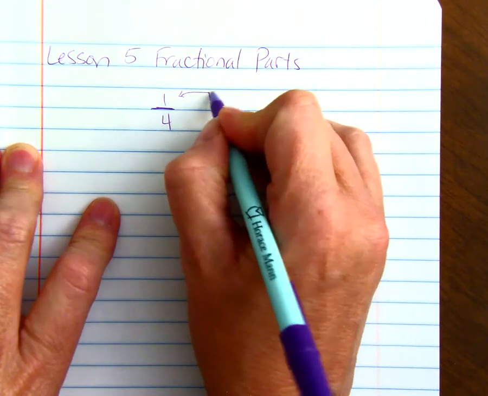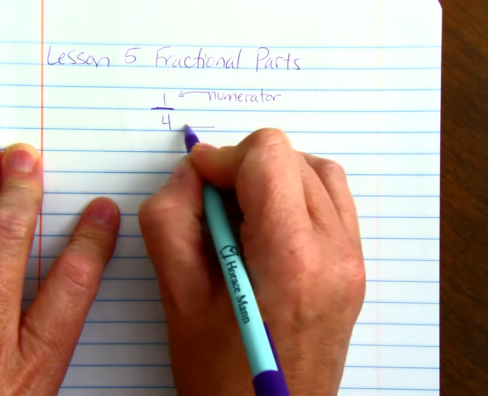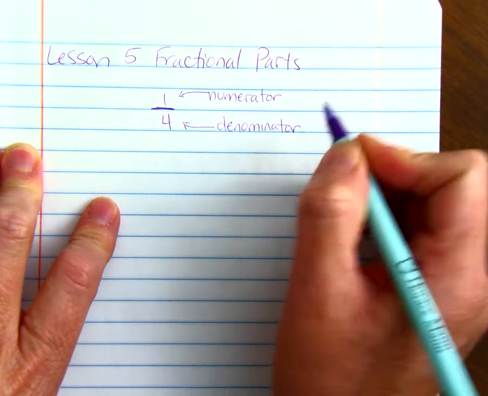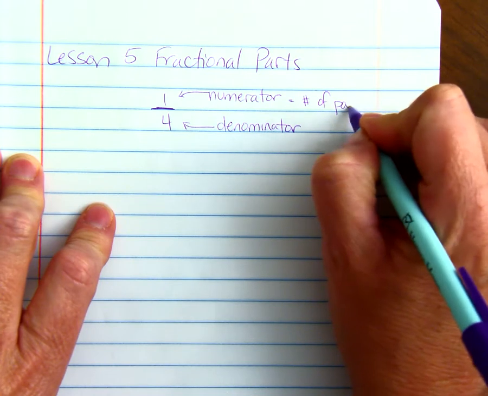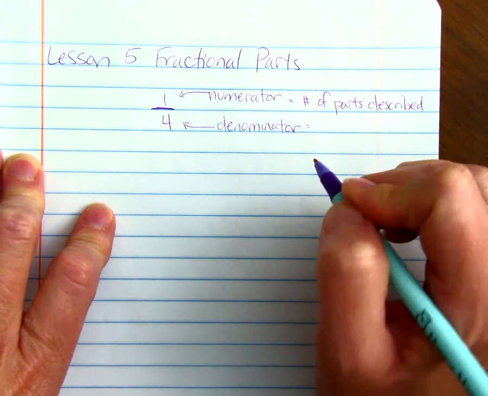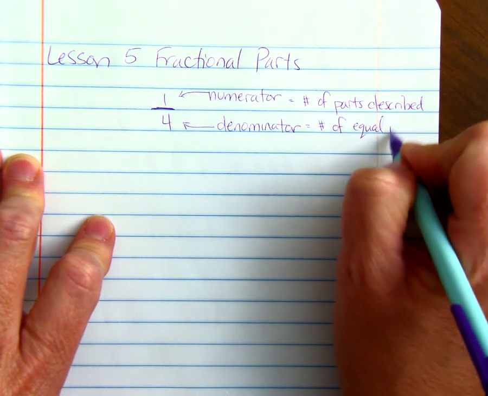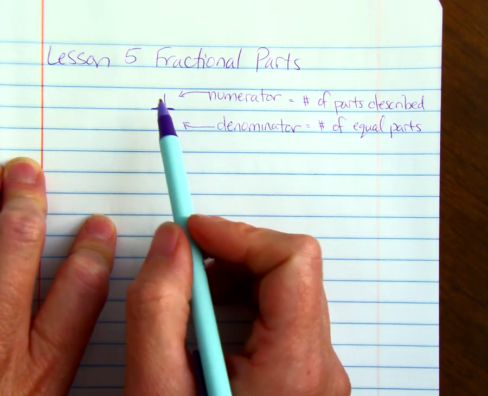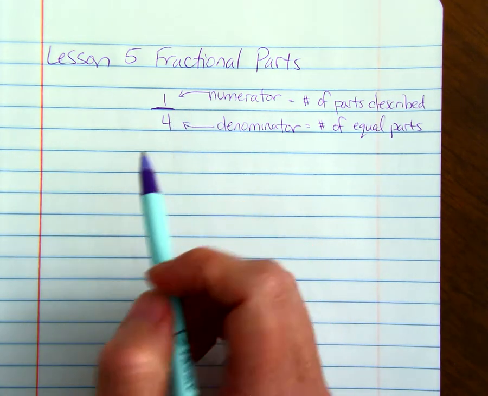The 1 is called the numerator, and the 4 would be called the denominator. The numerator consists of the number of parts described, and the denominator is the number of equal parts. So the 1/4 means that we're talking about one part when we divide the whole into 4 pieces.